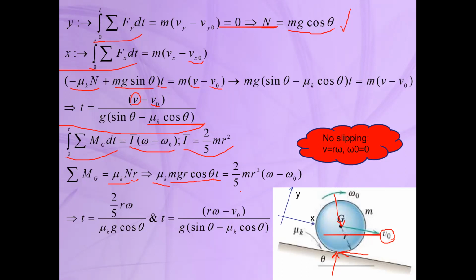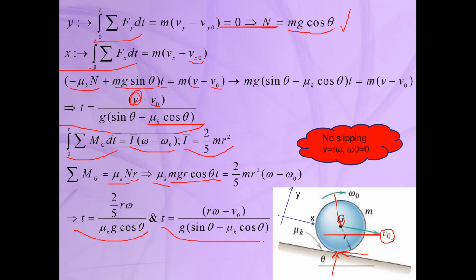It's equal to 2 divided by 5 m r squared times omega. So we can substitute here. We will have another relation between T and omega. Also, we can assume that after the slipping, the motion is rotation without slipping. So we can assume that V in this equation here is equal to R omega.